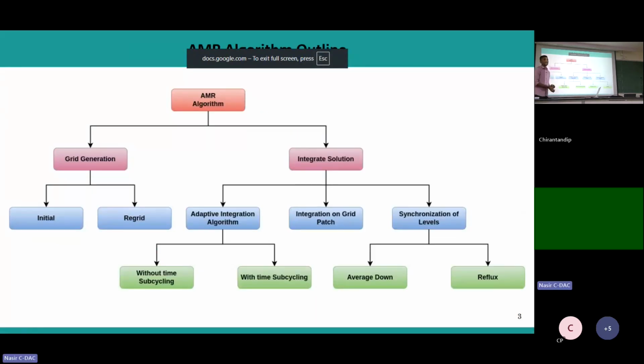The one is how to generate this fine grid, and another one is how to integrate the numerical equations on the multiple grids, this coarse grid and fine grid. Okay, I start from how to generate the grid. Initially, how to generate the grid, that is one part, and at the time of discrete time evolution, how to recreate the grid, how to generate the moving grid.